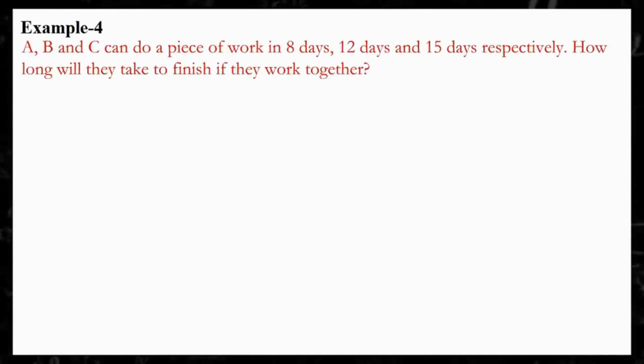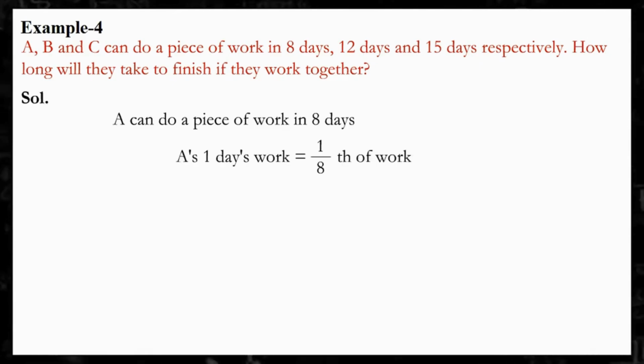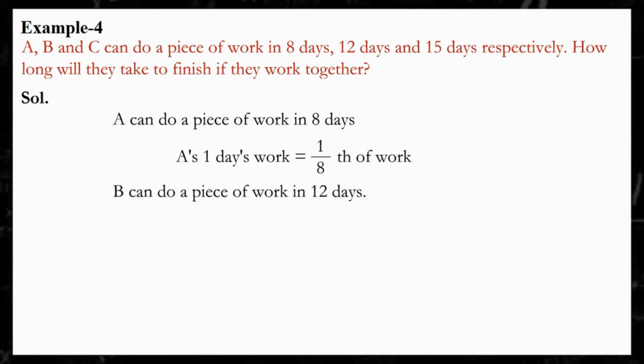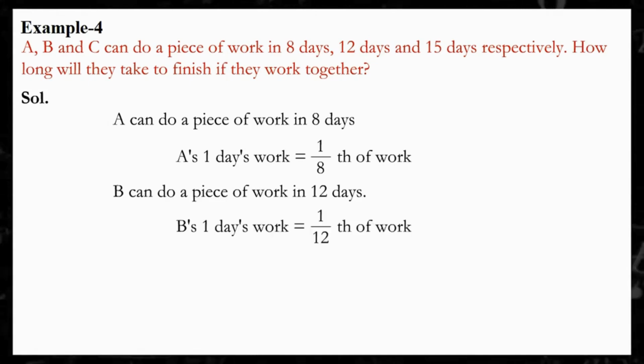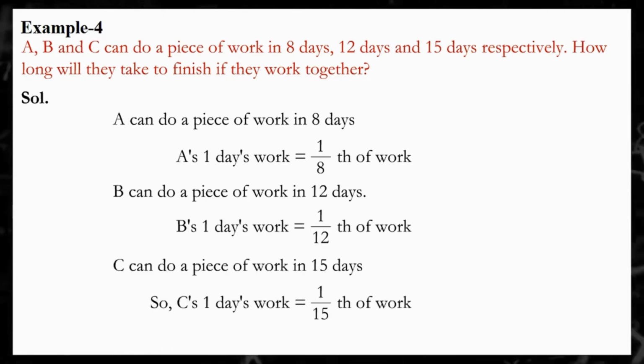Example 4. A, B and C can do a piece of work in 8 days, 12 days and 15 days respectively. How long will they take to finish if they work together? Solution. A can do a piece of work in 8 days. A's 1 day's work is equal to 1/8 of the work. B can do a piece of work in 12 days. So B's 1 day's work is equal to 1/12 of the work. C can do a piece of work in 15 days. So C's 1 day's work is equal to 1/15th of the work.